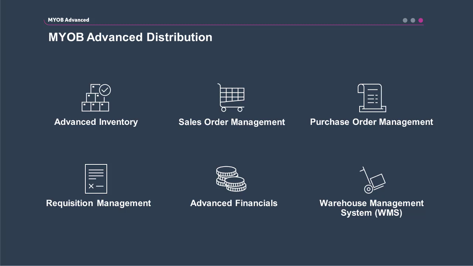But let's get into the MYOB Advanced Distribution module. There are 6 main things that come with distribution. There is advanced inventory, sales order management, purchase order management, requisition management, advanced financials, and also a warehouse management system. Now we're going to look at everything in that group of 6 except for the last 2, advanced financials and warehouse management, just due to the time limit that we have today. But as we go through and look at these incredible modules, we're going to keep that in mind. And I'll give you a quick glimpse of what the mobile app looks like.